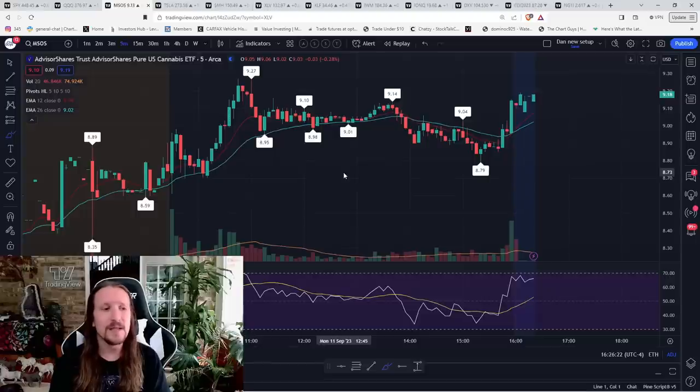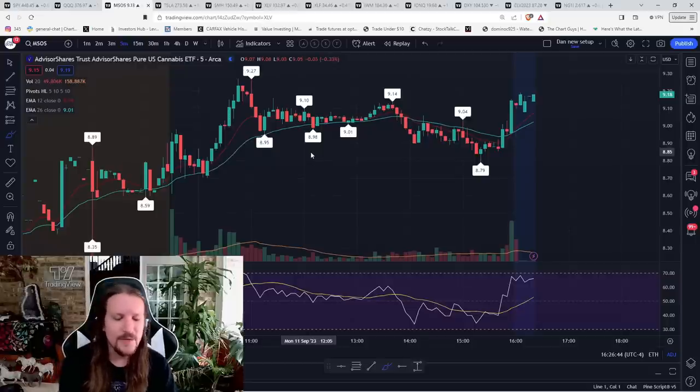There are going to be people that buy CGC and ACB and then sit through a 30% pullback and say, oh my gosh, what's going on? You bought the top. So we know that's going to come eventually. We know these names will pull back significantly, but not just yet. The music is still playing. It's a game of musical chairs.